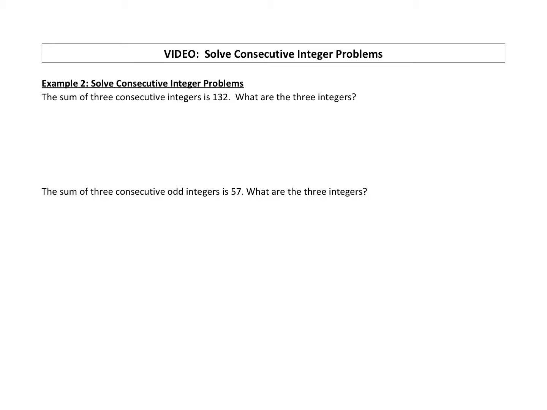So our first problem here: the sum of three consecutive integers is 132. What are the three integers? So let's think about what they're saying. They're saying the sum. Sum is addition. So one number plus another number plus another number equals 132. Those are the three numbers to add up to 132. The thing is, though, they have to be consecutive, which means they have to be right in a row.